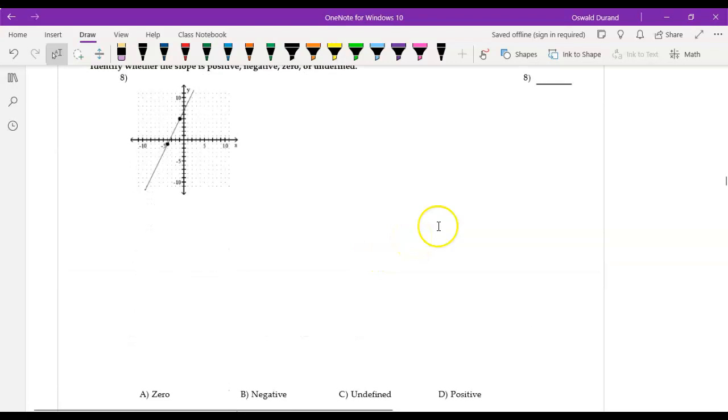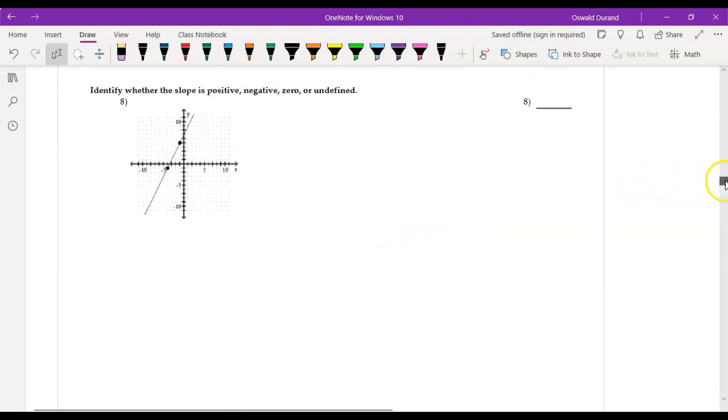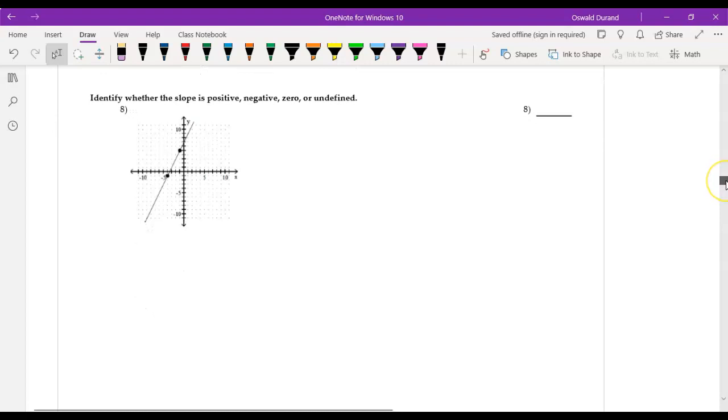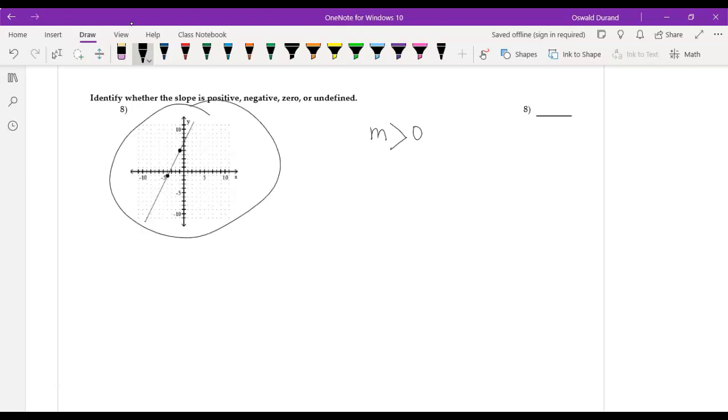All right, so very interesting problem here. How do I identify if the slope is positive, negative, 0, or undefined? Okay, so you have the 4 cases. I briefly touched on it earlier, but basically, if your slope m is greater than 0, then your line is going to look like this.